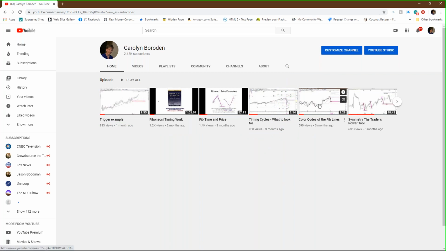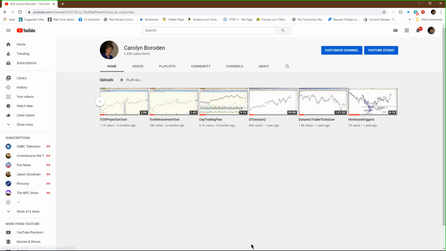Here's the one on the color codes of the lines. This is a 48-minute video on symmetry. Symmetry is one of the main building blocks of all my setups. Then you can also look at the projection tool. They actually call it an extension tool. I don't care what they call it. You need 3 points if you're going to compare swings in the same direction. Then we have the retracement tool, where you do both the retracements and extensions, because they're only coming from 2 points.